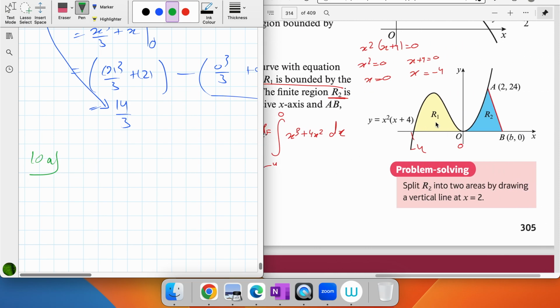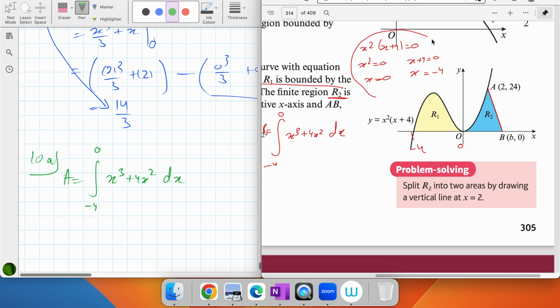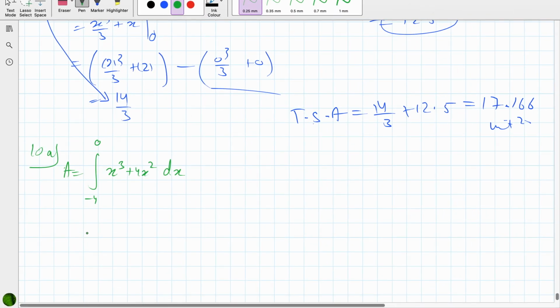Then part A says find the area of R1. So the area is equal to the integration from minus 4 to 0 of x cube plus 4x squared dx. Where did we get this minus 4 and 0? This is right here. Solving it, placing it equal to 0, where it intersects the x-axis. And now we go for the integration: x to the 4 by 4 plus 4x cubed by 3, from minus 4 to 0.